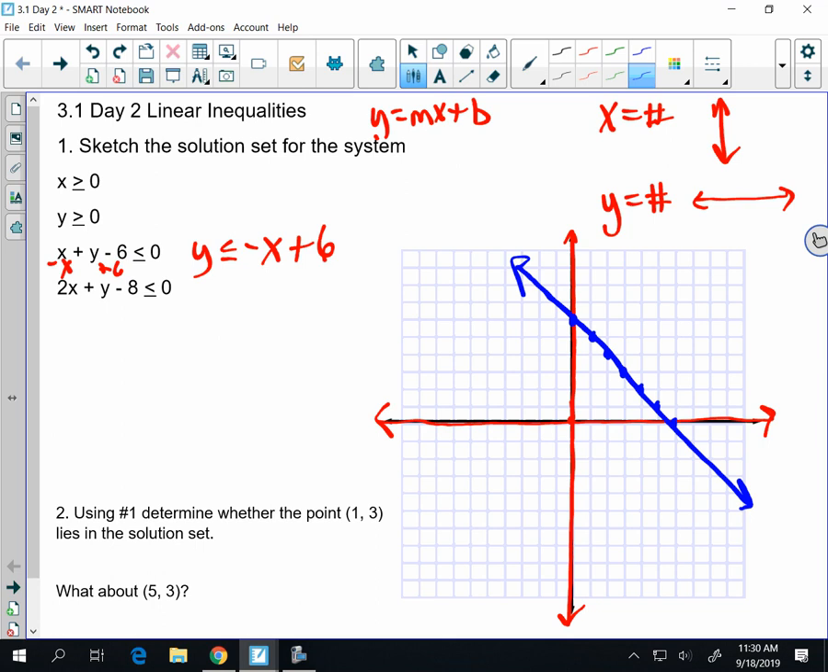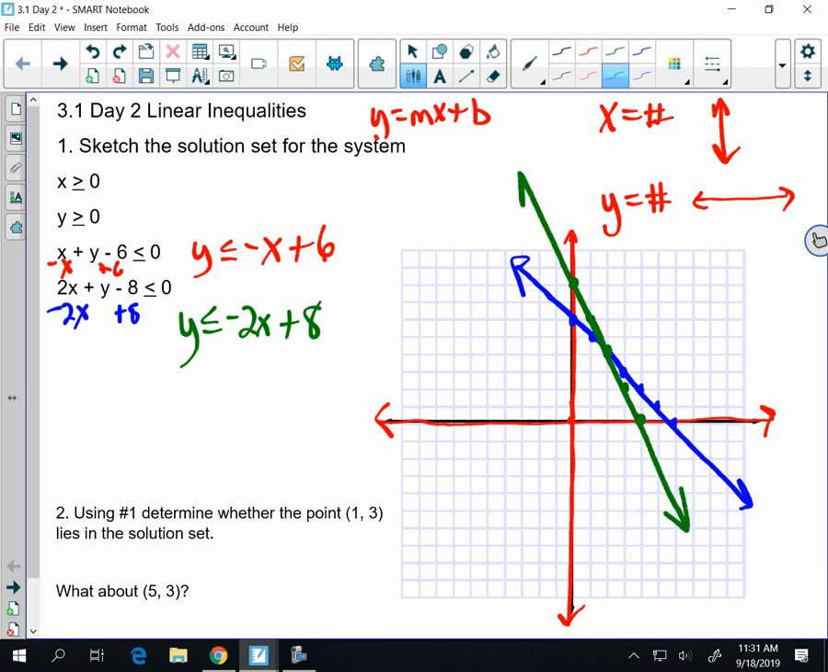Last one, I'm just going to add 8 and subtract 2x. I'm going to change to green here. So this one has a slope of negative 2 and a y-intercept of 8. So then I'm going to go down 2 over 1, down 2 over 1, down 2 over 1, down 2 over 1. Also a solid line.